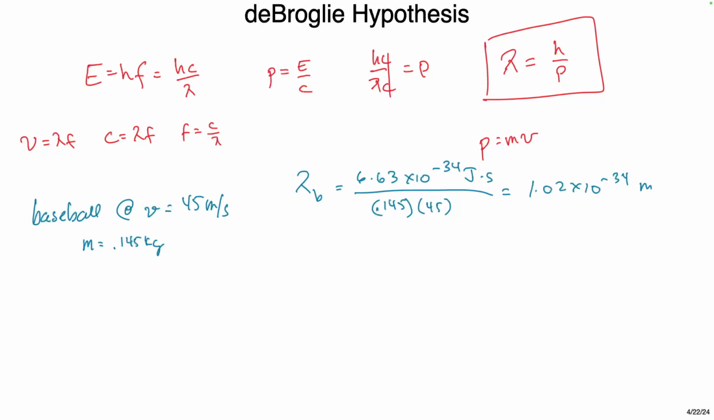Just to give you an idea, the smallest thing that we've ever been able to measure, the smallest distance we've been able to measure is 1/10,000th the width of a proton. That's like the limit of our human ability with our tools to measure things that small.